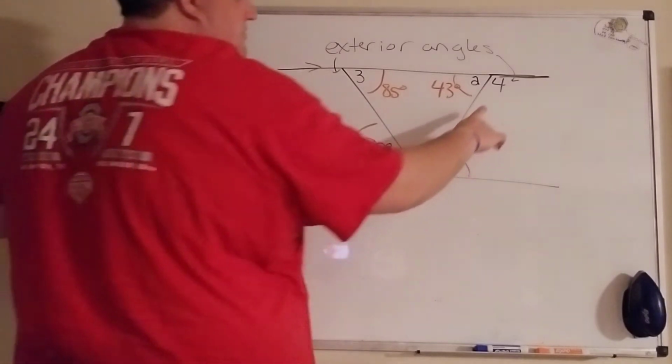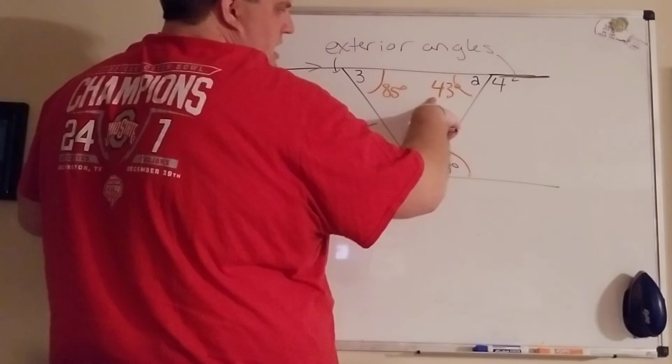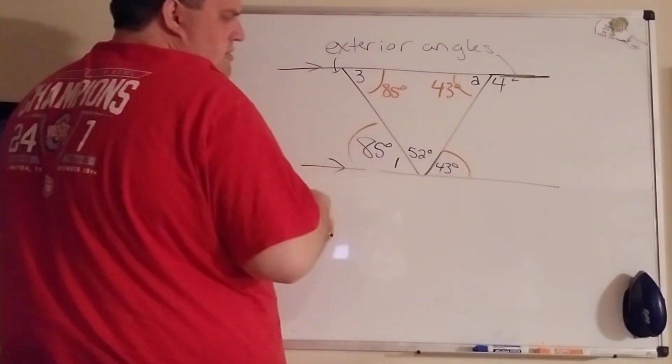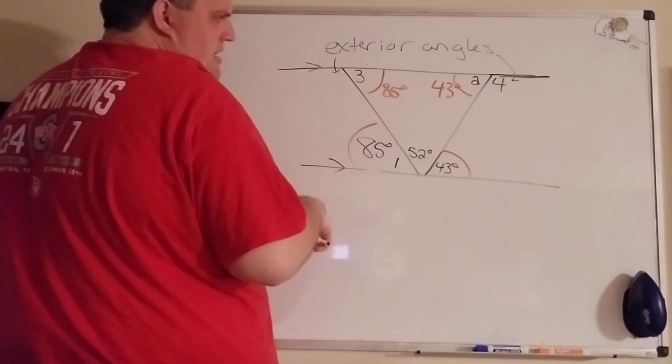And then, of course, to find 4, we can just do 180 minus 43. I can totally do that, right? And that's going to give me 137.